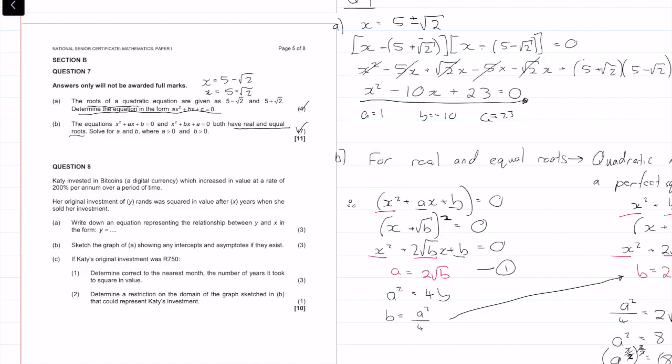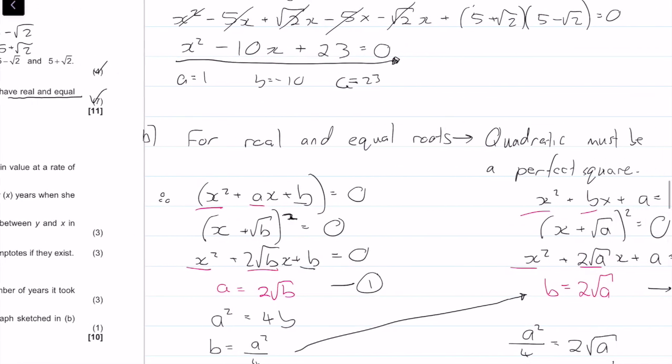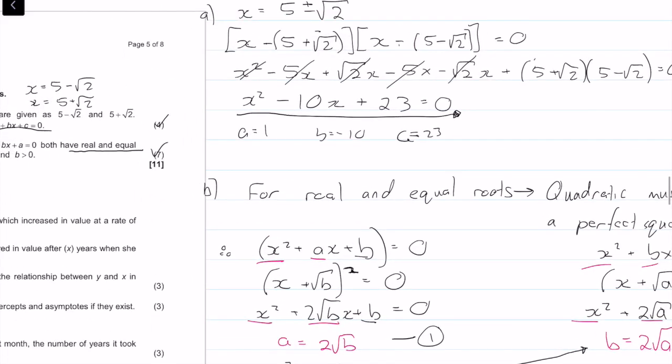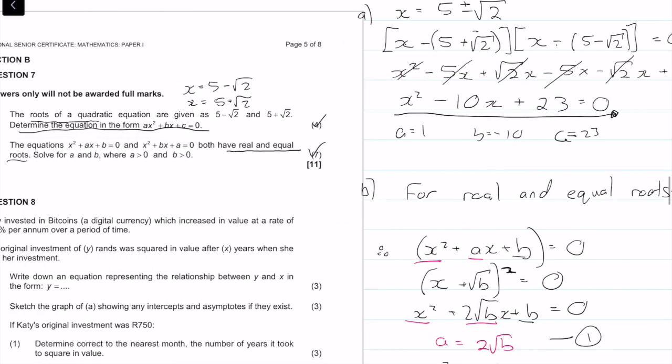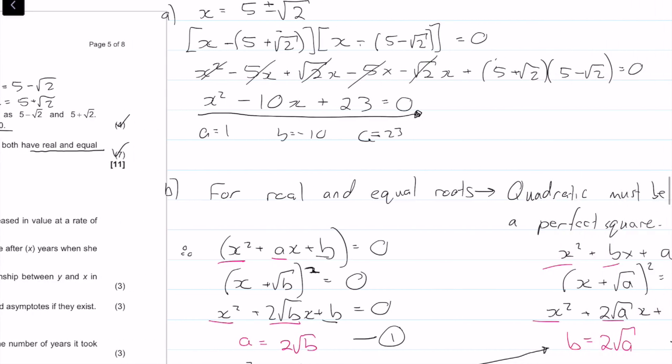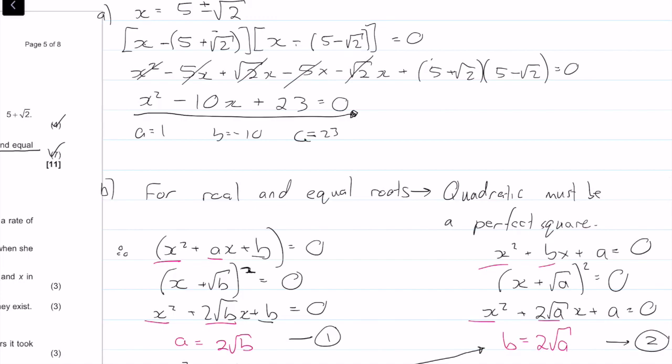So that's quite an interesting question. Let's just go over the logic once again. Basically, in the question we've been given two equations, and we've been told that they both have real and equal roots. Okay, so for real and equal roots, we know that the quadratic must have a perfect square solution.